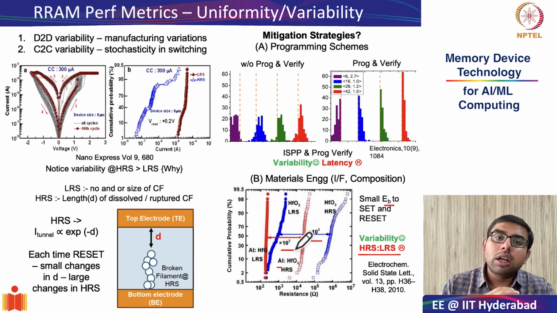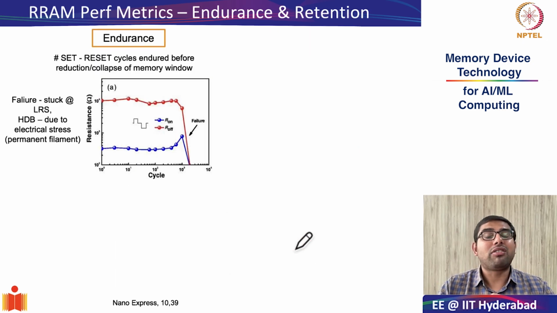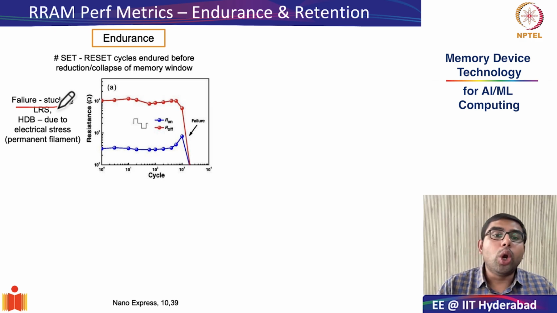Okay, the next RRAM performance metric that we will look at is endurance. So we have defined endurance as the number of program erase cycles, or in this context, the number of set reset cycles that a memory device can endure before there is a reduction or total collapse of the memory window. So from my own experience of measuring a lot of RRAM devices, I have seen that the most common failure in endurance comes when the device permanently goes to the low resistance state.